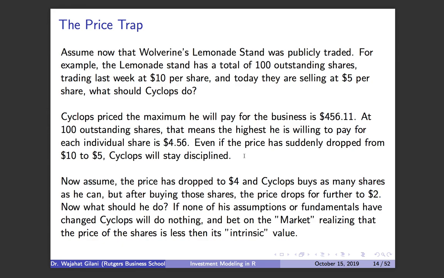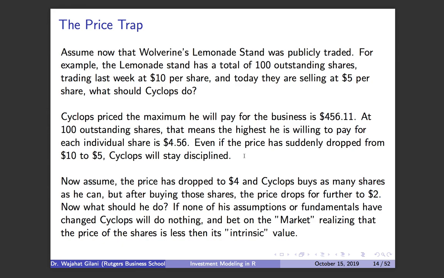At 100 outstanding shares, each share is 1/100th of the total value of the business, right? This is technically the concept behind public stocks. That means the highest he's willing to pay for each individual share is $4.56. He is not paying a penny more. Even if the price has suddenly dropped from 10 to 5, Cyclops, as a value investor, will stay disciplined.